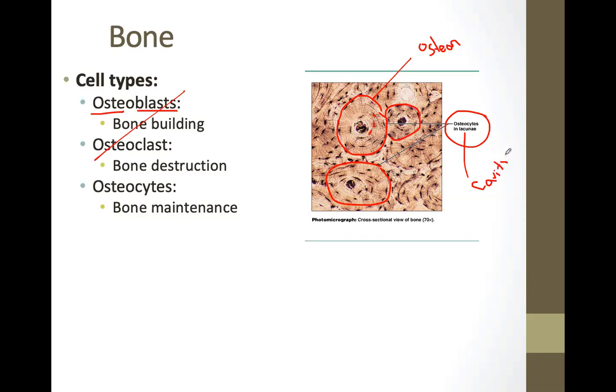These are words that you need to know for your lab exam, and I think those are the only ones I want you to know. Circular units are called osteons. Darker spots through it would be osteocytes, which are sitting in these little tiny cavities called lacuna.